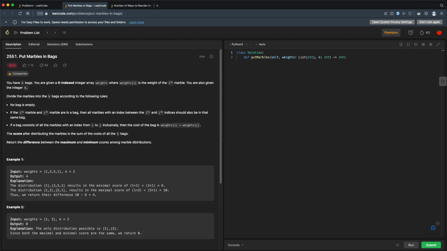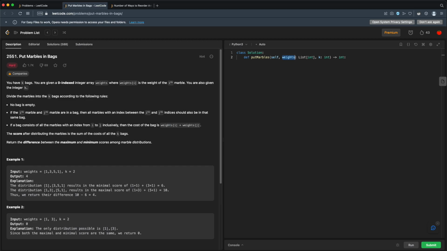All right, so we are given some marbles represented by this weights array. We have to divide all these marbles into k bags. Every bag has to have at least one marble. Now the rules of distributing these marbles say that if we include 2 marbles in any given bag, then we also have to include all the marbles in between those 2 marbles. So this array is ordered, and if we choose 2 marbles to put in a bag, all the marbles between those 2 marbles also have to be in that same bag.